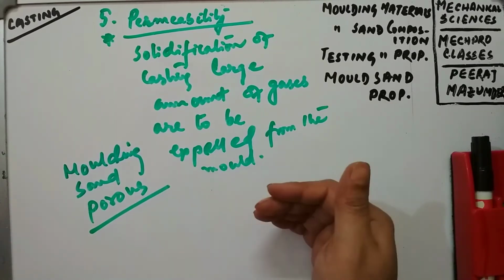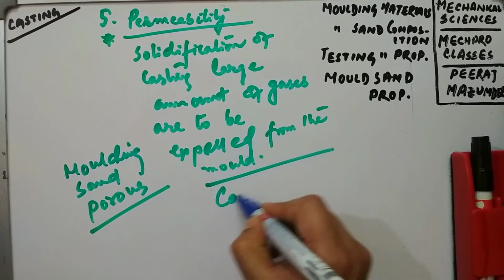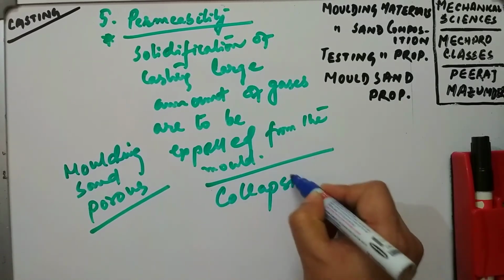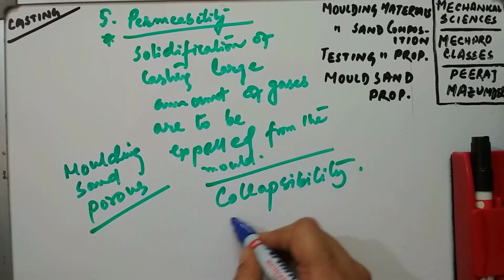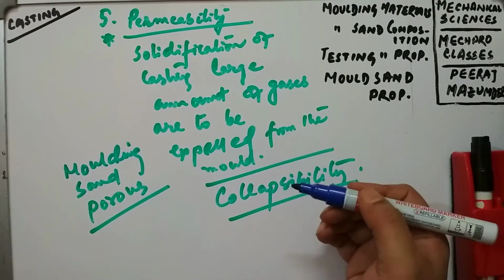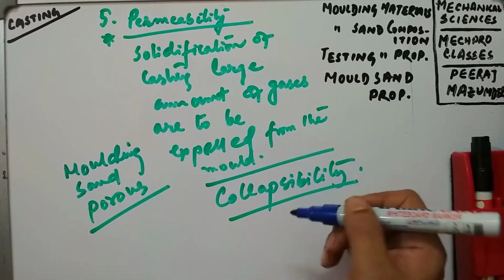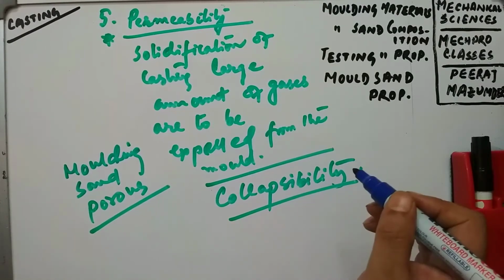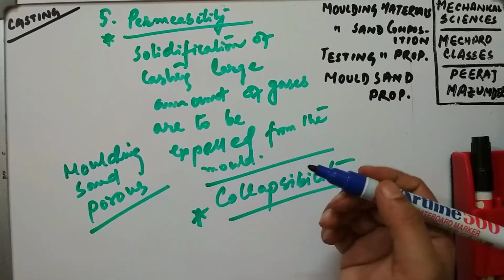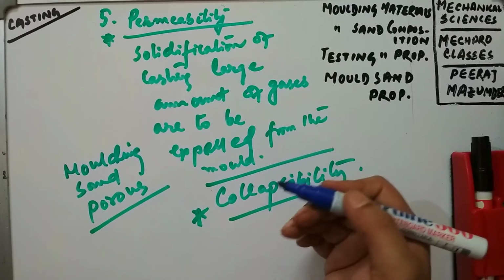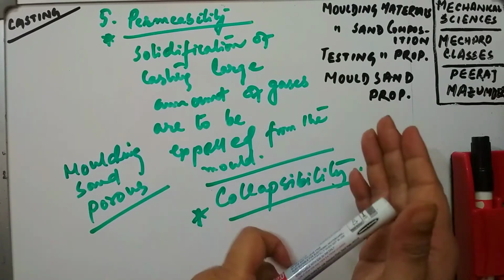Besides these properties, the molding sand should also have collapsibility, so that during the contraction of the solidified casting, it does not provide any resistance. Otherwise it may result in cracks in these castings. It should also be reusable and should have good thermal conductivity, so that heat from the casting is quickly transferred.